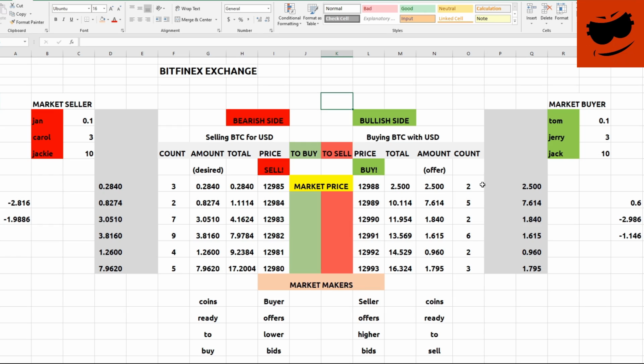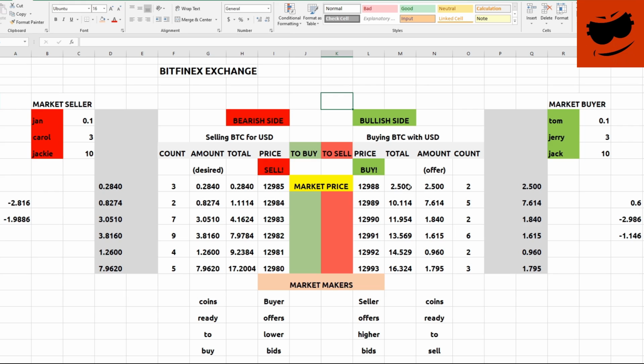Now the count over here, this number 2 and number 5, is basically just how many orders there are selling at this particular price. So there are two orders at this price, and let's assume someone's got 1 Bitcoin up for sale, someone's got 1.5, and that totals to 2.5. Same thing here. We've got 5 orders, and they all compile up to about 7.6. Who knows? It could be 1, 1, 1, 1, and then 1.6, for instance.